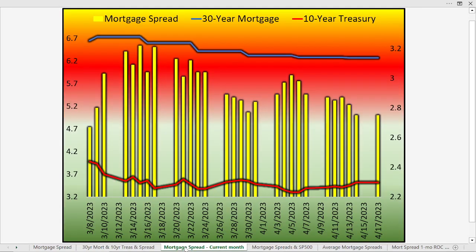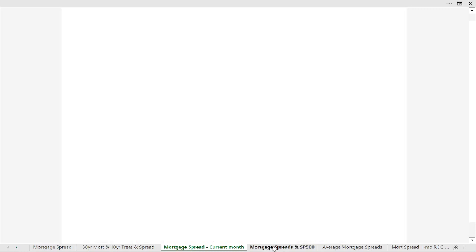Now, take a look at the following chart here. The yellow histogram bars represent the mortgage spread. And again, this is present day. The blue line is the 30-year mortgage. The 10-year Treasury is shown in red. And we can see that the 30-year mortgage really does not waver. It's ticking down ever so slowly. But the 10-year Treasury at the bottom is moving down at a faster rate.